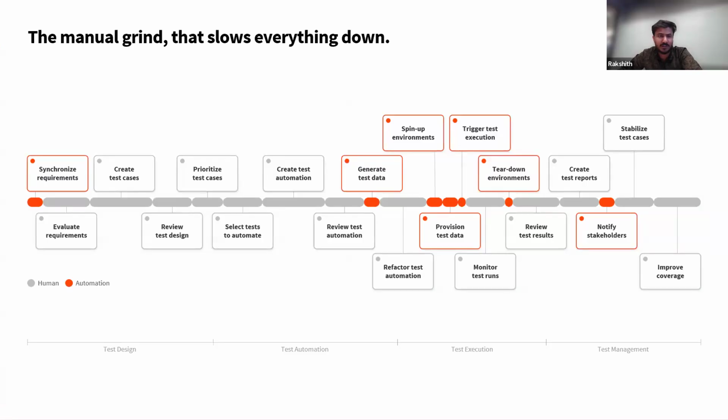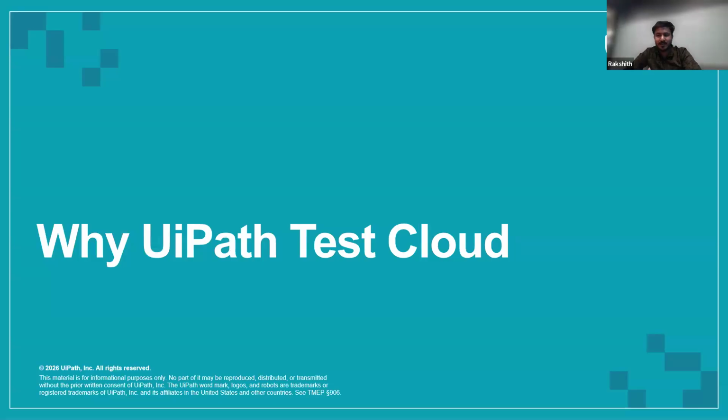And now you can see this, right? This is how the normal software life cycle looks: synchronizing the requirements, evaluating the requirements, creating the test case, reviewing the test designs. For each process, we are using one tool or a different application. And it is done entirely manually, and at best supported by traditional or rule-based automation. And this is what slows everything down. And you may ask this question now: why UiPath Test Cloud?